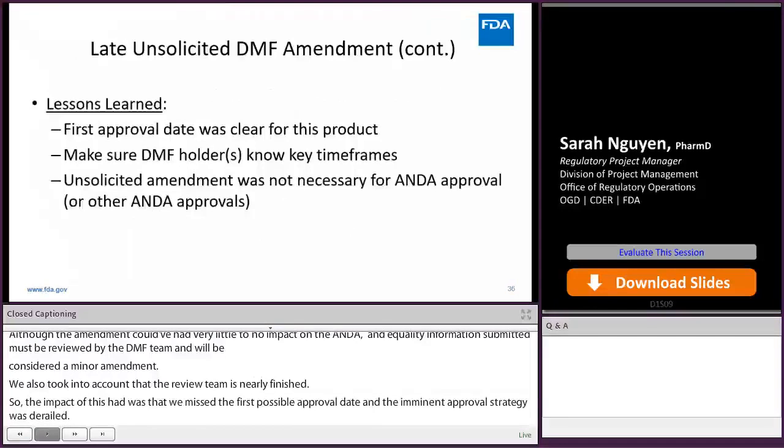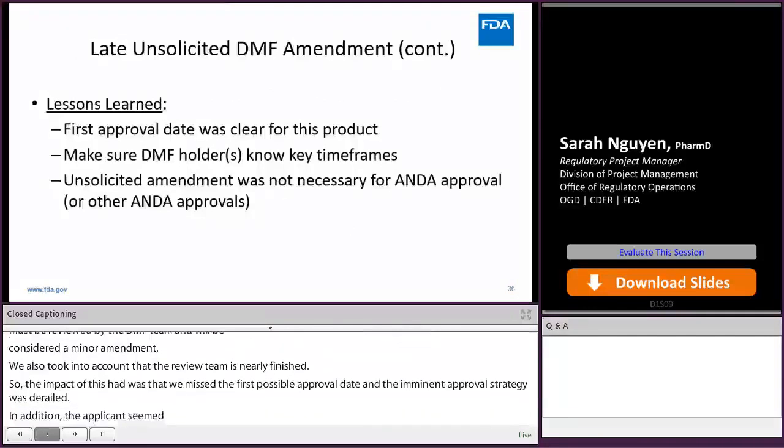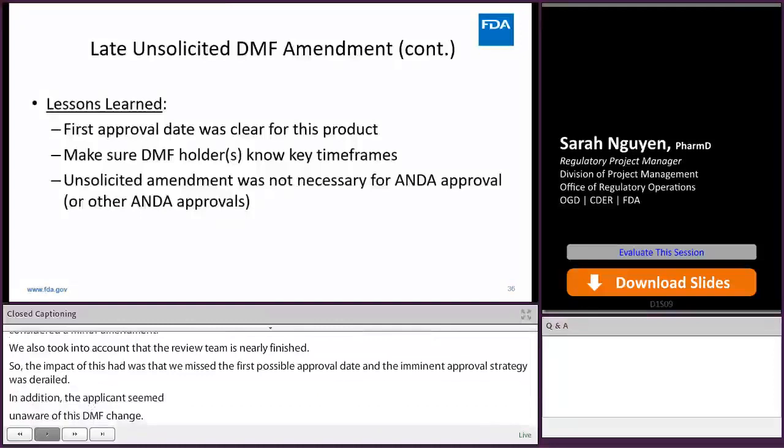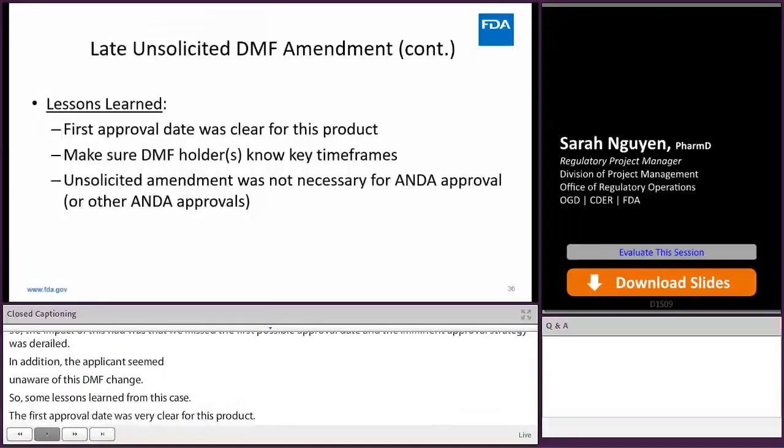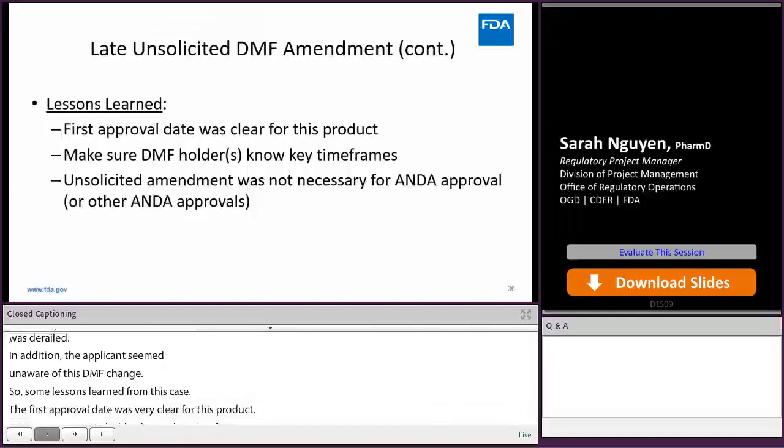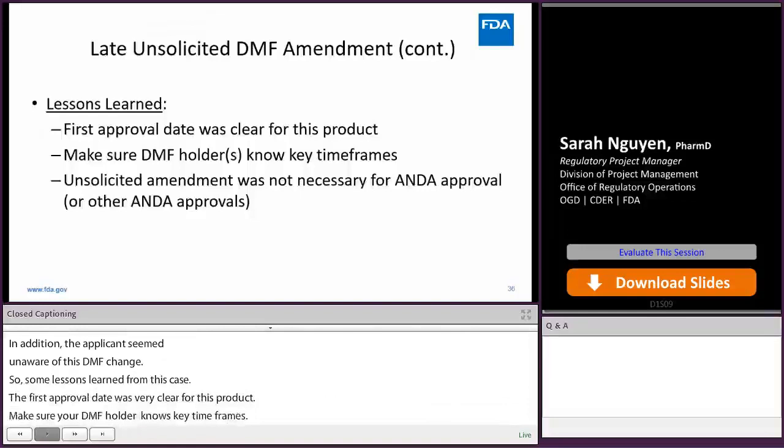So some lessons learned from this case is that the first approval date was very clear for this product. So make sure your DMF holders know key timeframes for your ANDA approval. In this case, delay by the DMF holder appeared possible. Also note that unsolicited amendments are not necessary for ANDA approval.